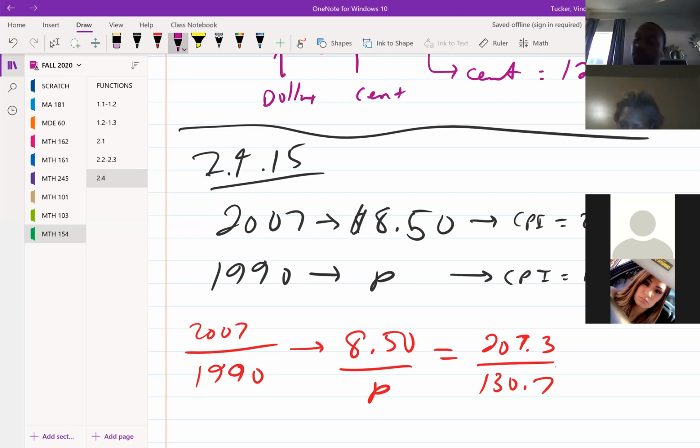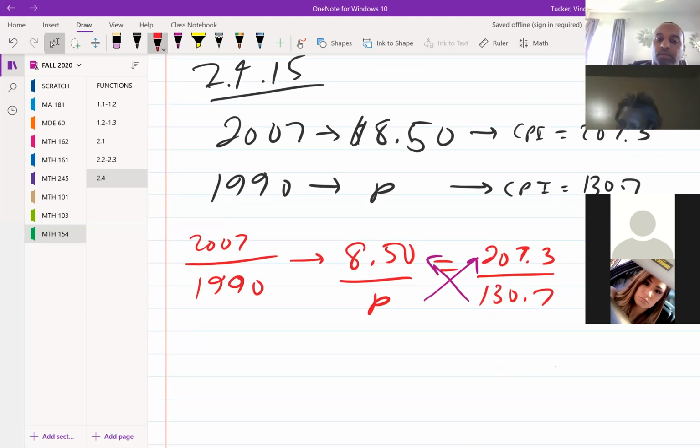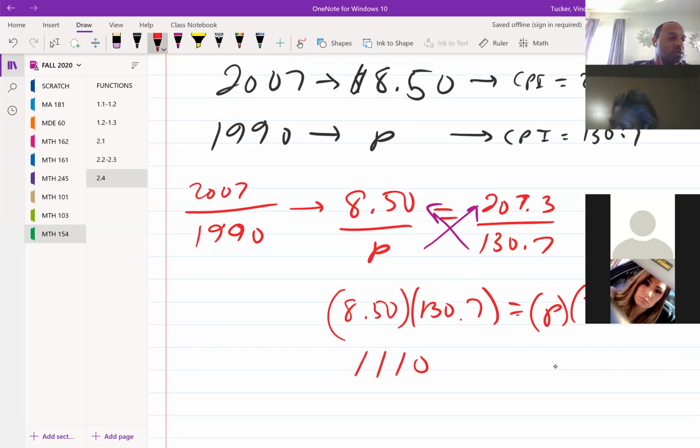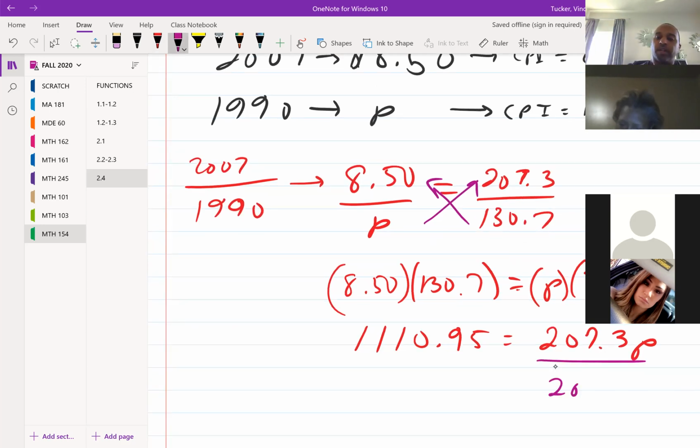Problems, questions, concerns? All right, cross multiply. So that 8.50 times 130.7. Divide by 207.3.